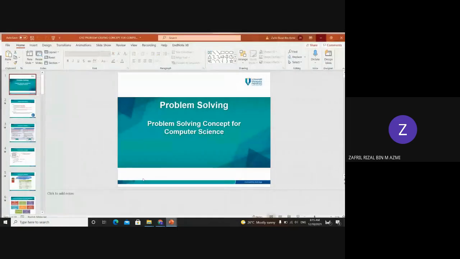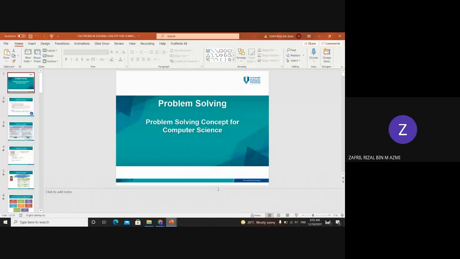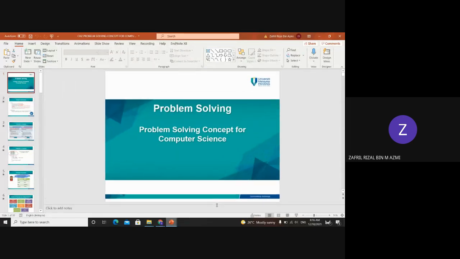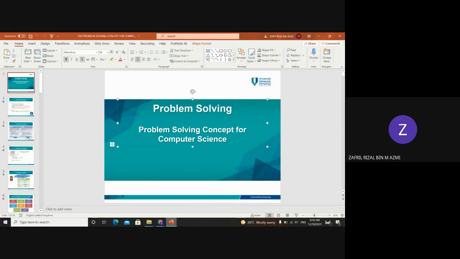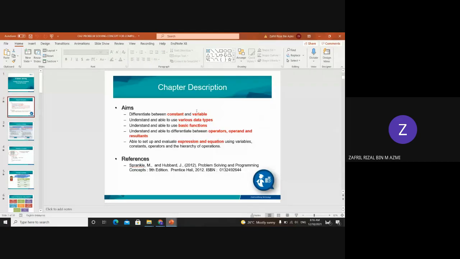And so moving on to chapter 2. This is what is important, you need to understand. Okay, problem solving concept for computer science. Before we start designing our program, there are a few basic concepts you need to understand. So what are the concepts?